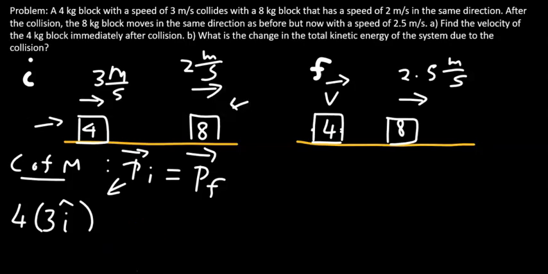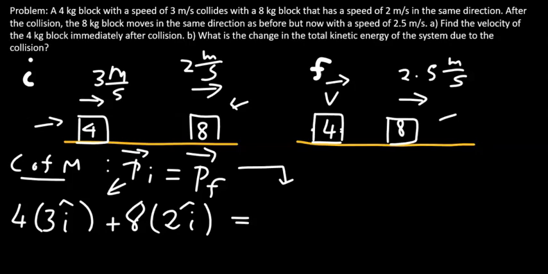Now let's calculate the linear momentum of the second object, the 8 kg block, before collision. The mass is 8, the velocity is 2 meters per second to the right, so 2i hat. Now let's calculate the final linear momentum of the system. So you have to equate the initial linear momentum of the system to the final linear momentum of the system. The final linear momentum of the system is the linear momentum of the 8 kg block plus the linear momentum of the 4 kg block after the collision. So for the 8 kg block, it is mass 8 kg times 2.5i hat, because the 8 kg block is moving to the right.